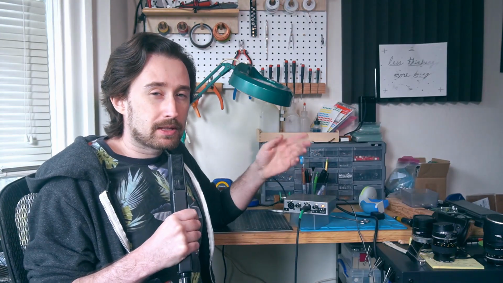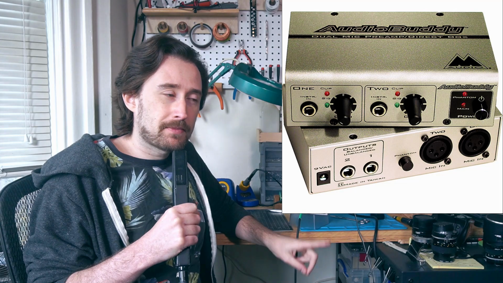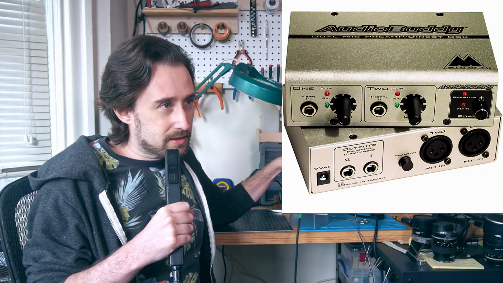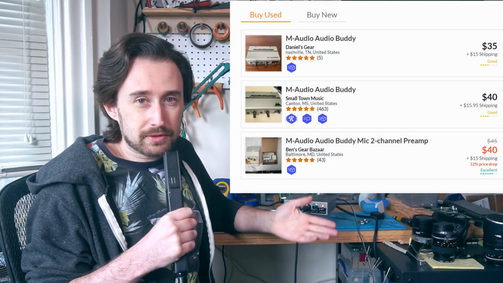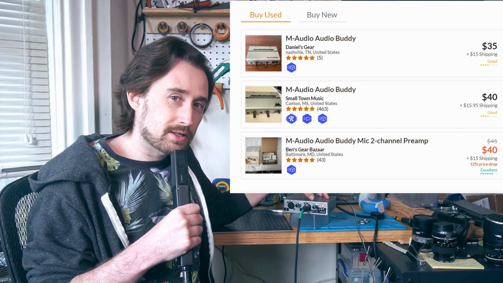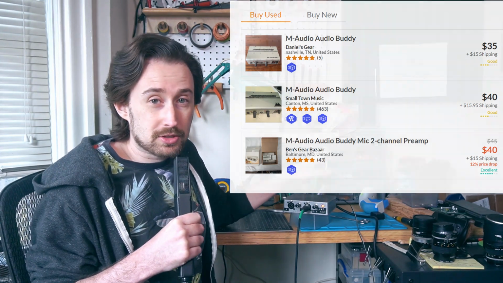One product I did find while I was searching for alternatives to this is the M-Audio Audio Buddy, which is a two-channel combination mic preamp and DI box. Looks very handy. I don't know how high quality it was, but they seem to have made a bunch of them. And they're very easy to find for something like $20 to $40 to $50, which I think would probably be the easiest way if you're looking for a device like this, is to just pick one of those up because they're so readily available.